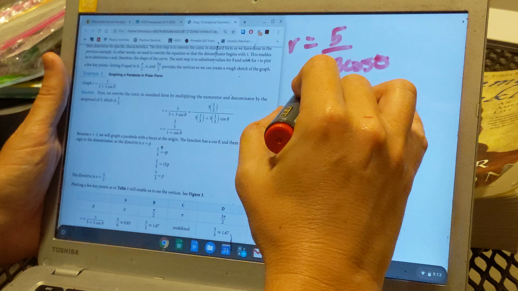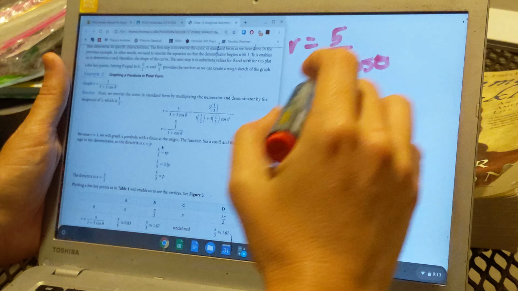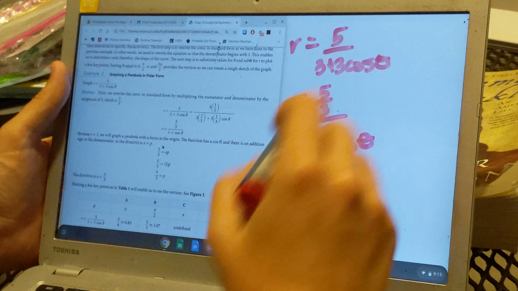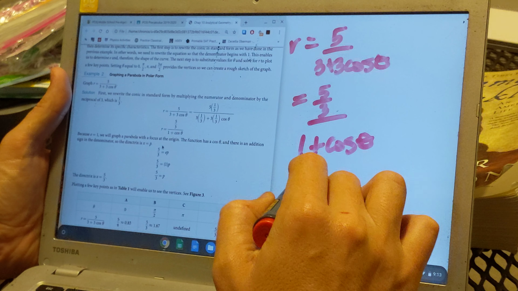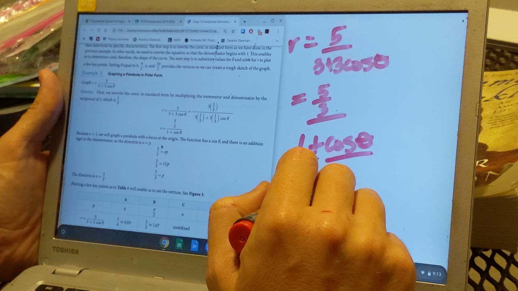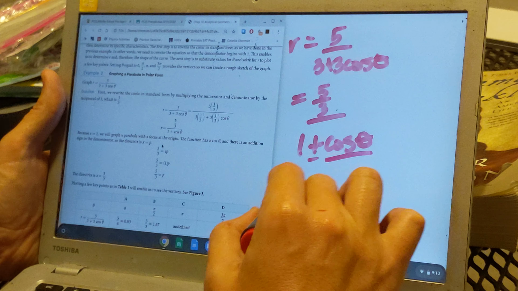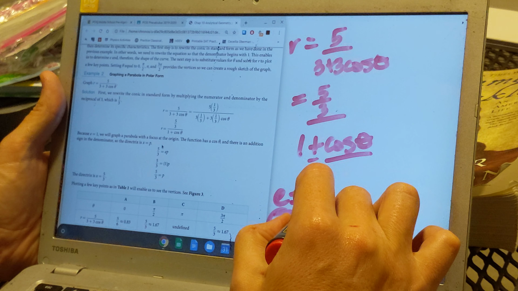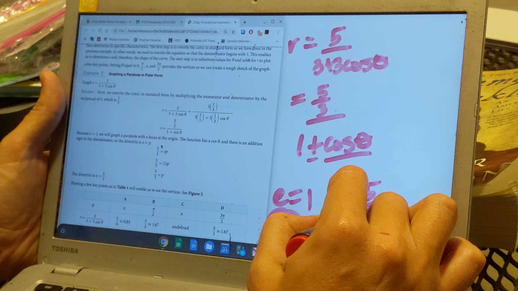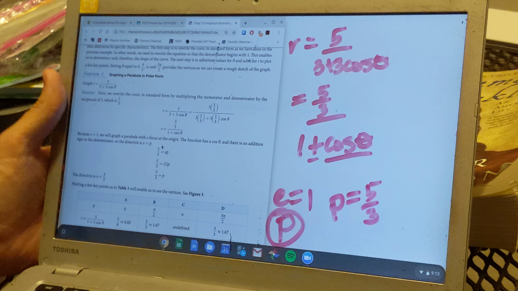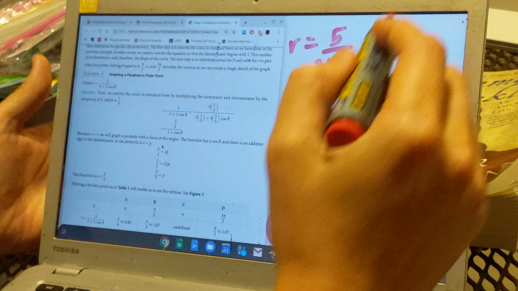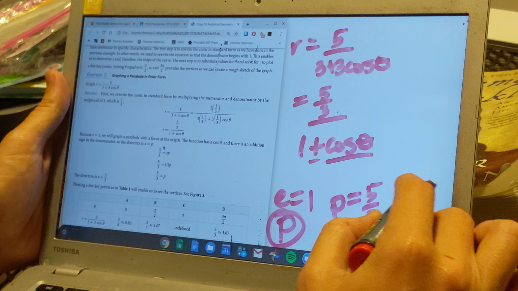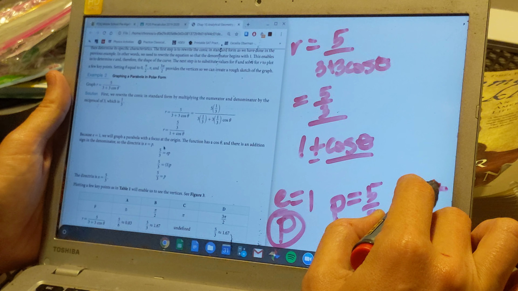All right, we simplify this down. We get 5/3 over 1 plus cosine theta, right? Naturally. We have a plus here, we have the cosine here. This is all good. We find out that our e value again is 1, which means it's a parabola. Excellent. And then our p value is just 5/3. And this is going to give us our direction. So because this is the cosine, I believe this is x is equal to 5/3.